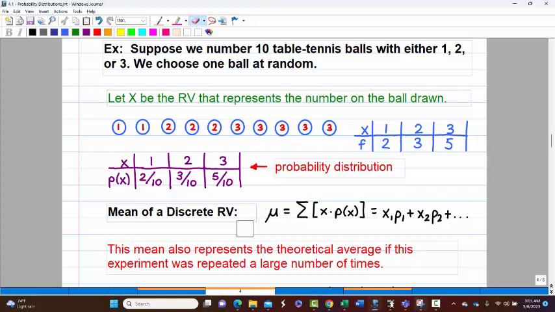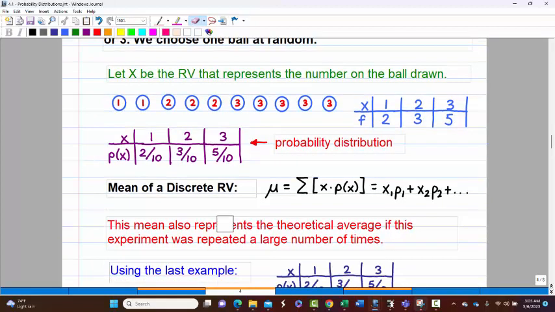And this, basically, it's the average of the variables. They're kind of like a weighted mean, you know, we've talked about before. It is a weighted mean. But it also would represent the theoretical average. Like if you repeated this experiment over and over and over, according to the law of large numbers, and we were recording each number we got, whether it was a 1, 2, or 3, you would expect the average to be somewhere near that particular value.